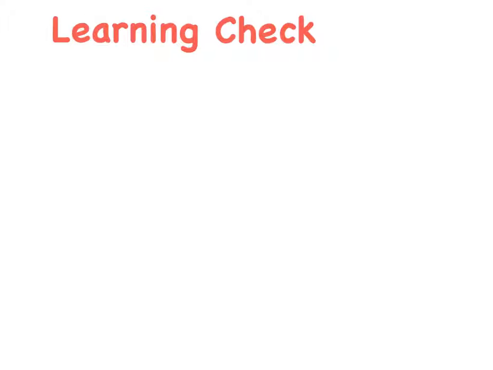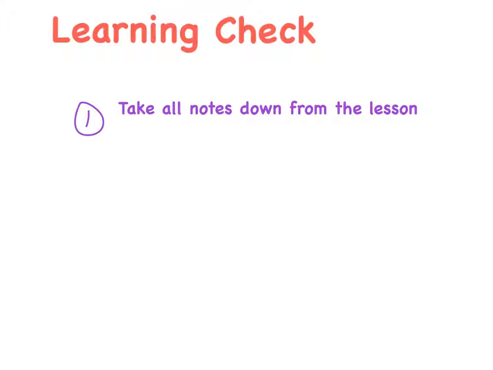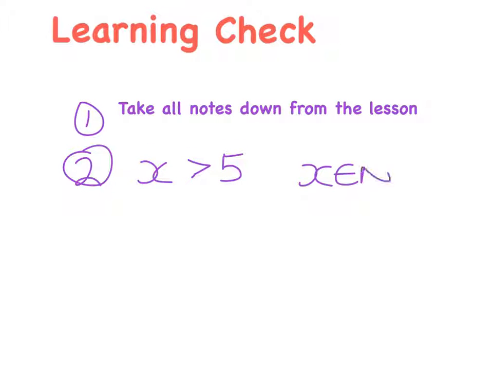Okay, so learning check tonight, guys. Number 1, ensure you've taken all the notes down from the lesson. And I know you've already done that, so I shouldn't even be saying it to you. But anyway, just in case. Number 2, you're going to do this quick question for me. If x is greater than 5 and x is an element of the natural numbers, can you, number 1, give me the solution set, and number 2, graph it for me.